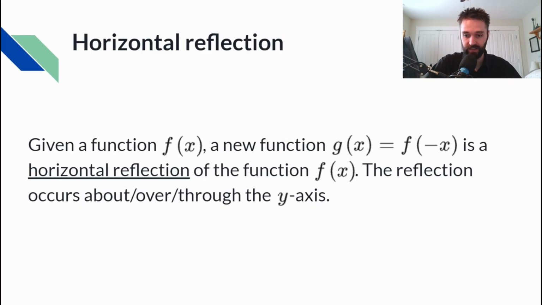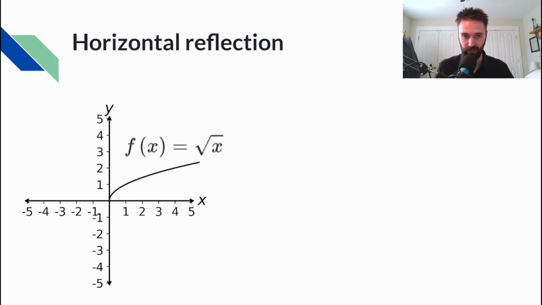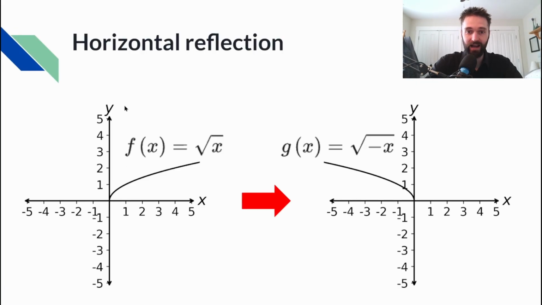So let's see an example of a horizontal reflection. We're just going to take a look at the same function we had in the previous example, f of x equals the square root of x. The question is, what does g of x equals the square root of negative x look like? We're plugging negative x into the original function, and we're getting this new function g. So this is going to be a horizontal reflection through the y-axis. So the swoosh, instead of extending this way, extends this way to the left.